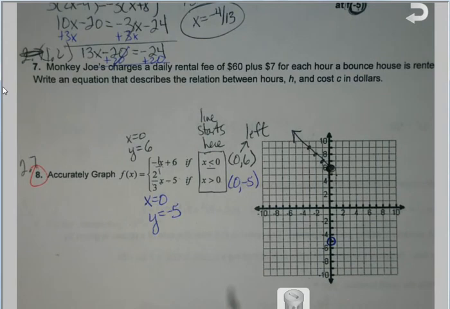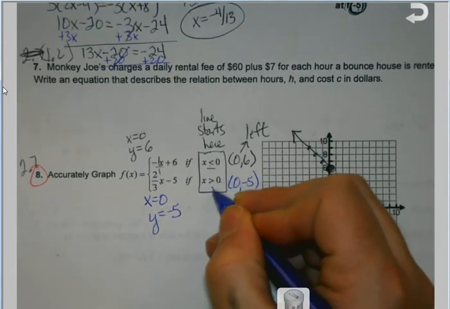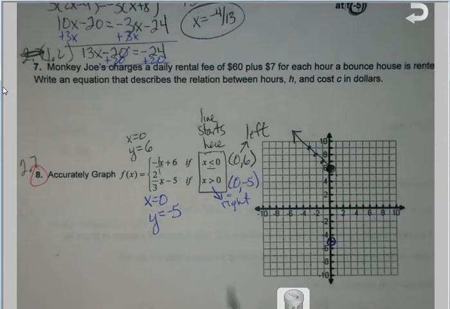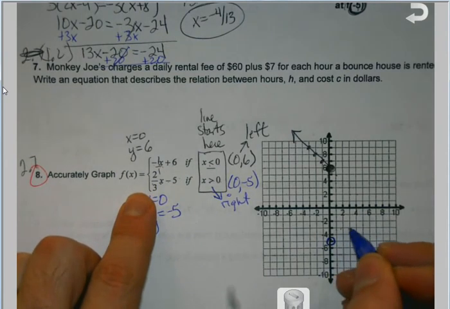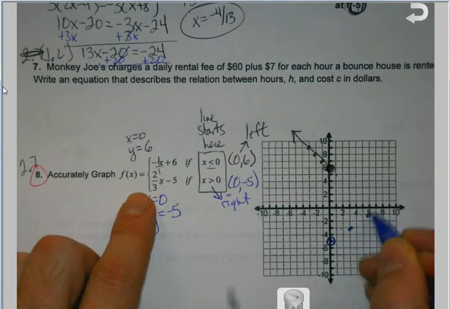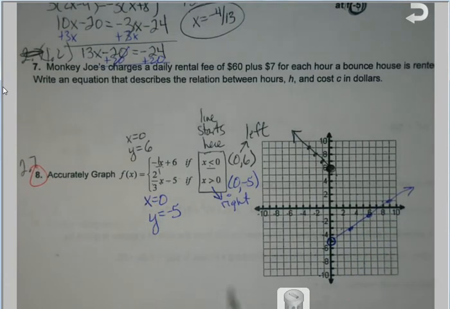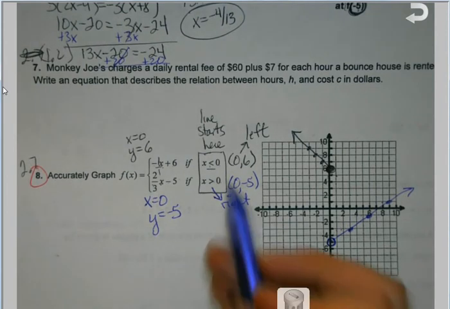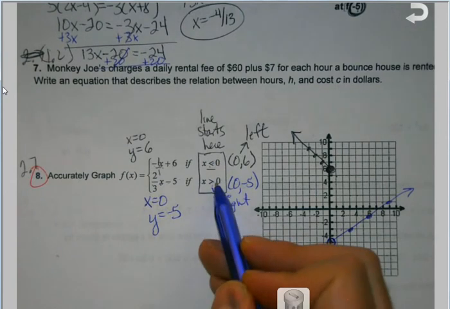Then I do the same thing for the other one. x is greater than 0, so for this one our line's going to the right. My slope is 2/3, so I go up 2 and right 3. I'm going right, good deal. Up 2 and right 3, up 2 and right 3. And we're set. But the key here is both lines have to start at the value that's in the inequality.